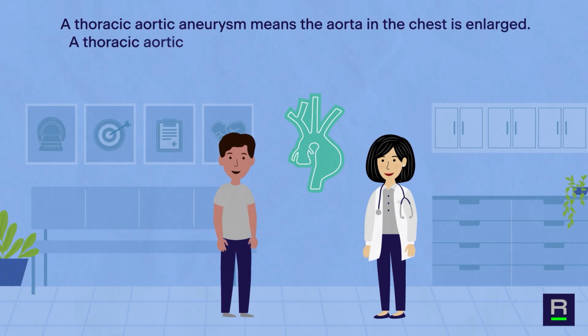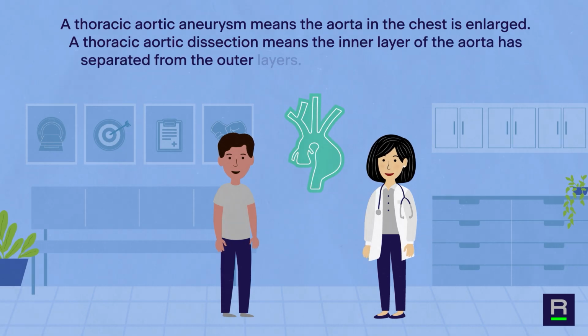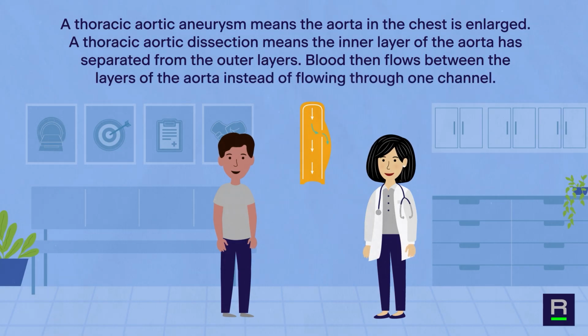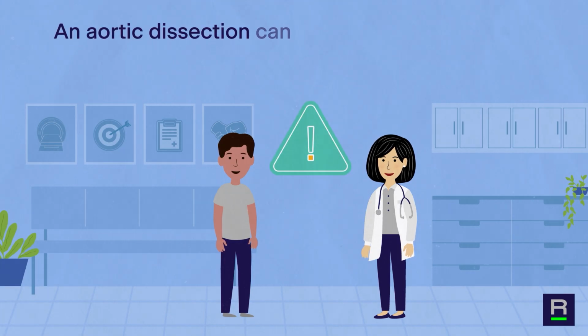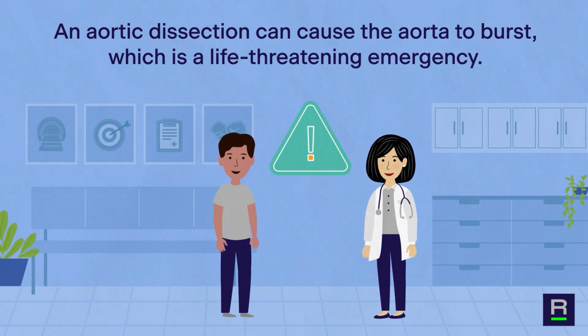A thoracic aortic dissection means the inner layer of the aorta has separated from the outer layers. Blood then flows between the layers of the aorta instead of flowing through one channel. An aortic dissection can cause the aorta to burst, which is a life-threatening emergency.